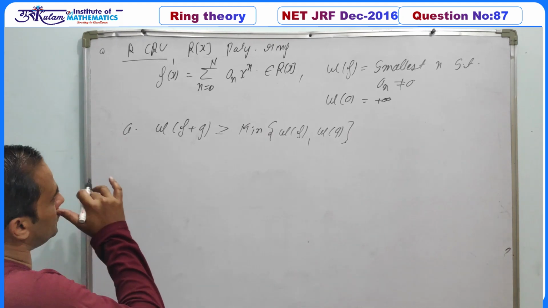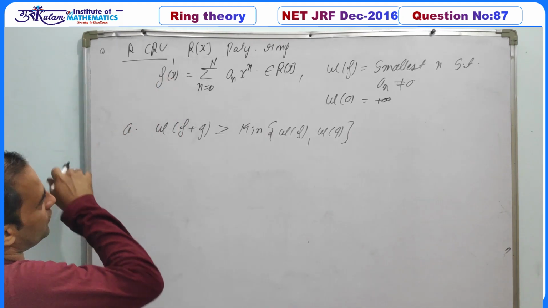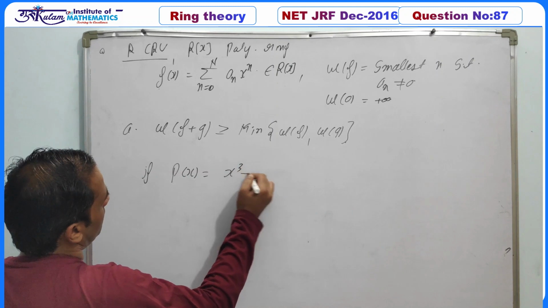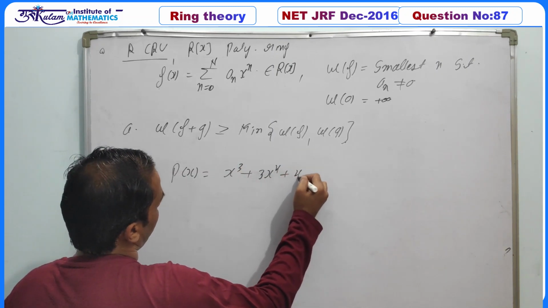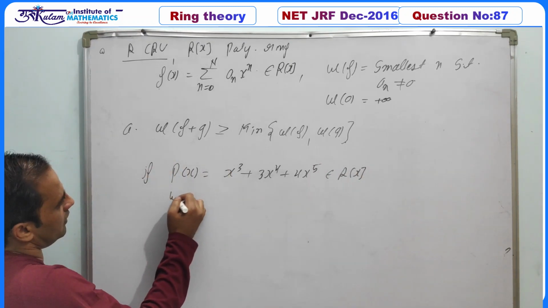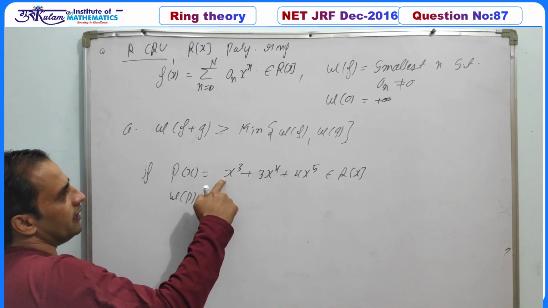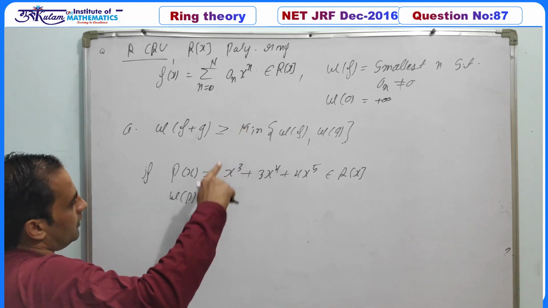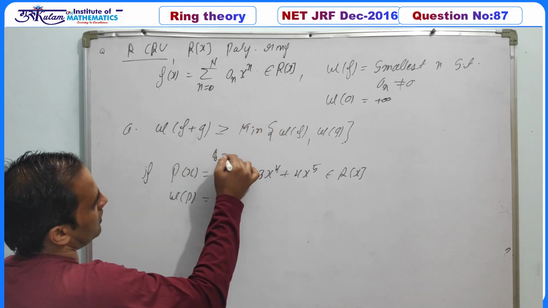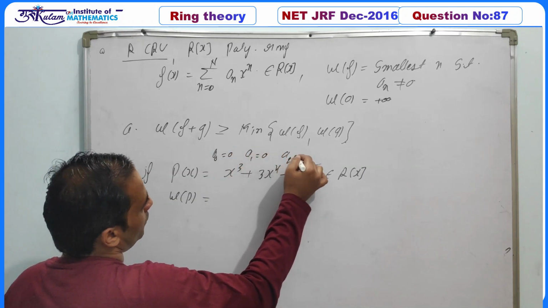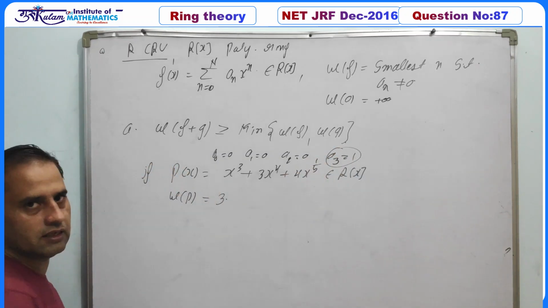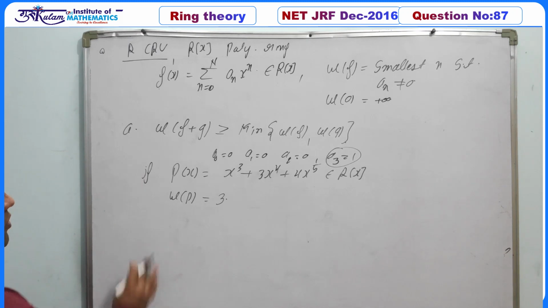So let's start with the first option only. So basically, what is the meaning of the question? If we take P(x) as x cube plus 3x^4 plus 4x^5 belonging to this R[X], then this W(P) is basically the least n for which a_n is non-zero. So in this case, a0 is 0, a1 is 0, a2 is 0 and a3 is 1. So the least term is 3. So W(P) is 3. Based on this information we have to solve the question.